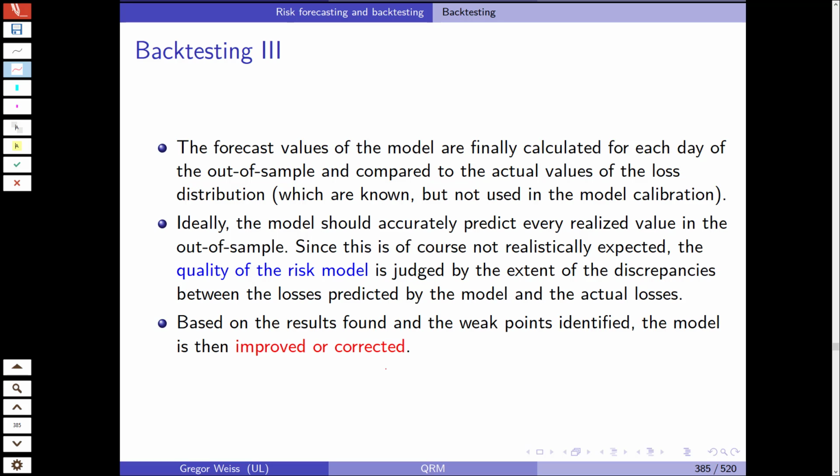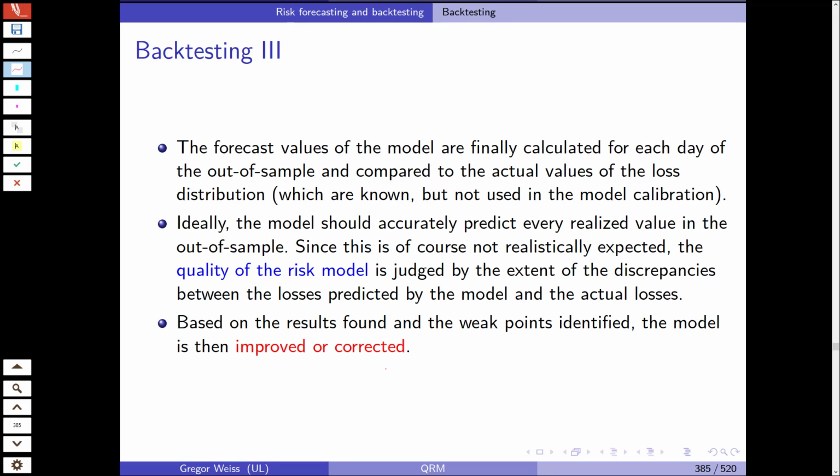Then the forecast values of the model are calculated for each day of the out-of-sample. They're compared to the actual values of the loss distribution. You know these days because you have simply artificially split up your data sample into in-sample and out-of-sample. Ideally, the model should accurately predict every realized value. That's usually not the case, and it's not realistic. So you check the quality of the risk model by the extent of the discrepancies between the forecast losses and the actual losses, and most notably the VaR violations, the VaR exceedances, the days on which you experience losses that were even larger than the VaR barrier.